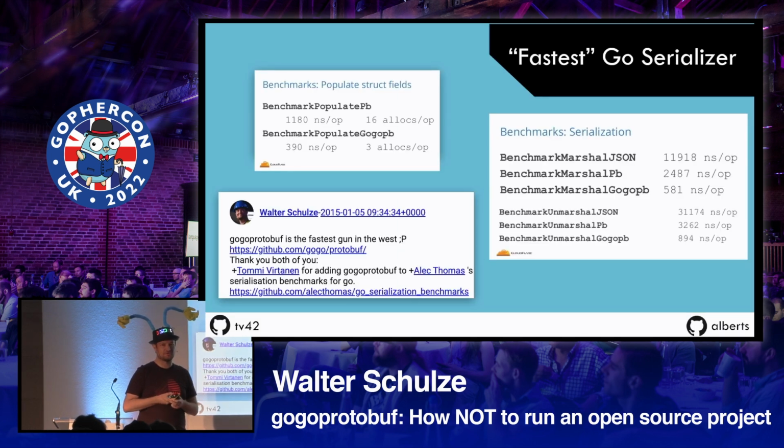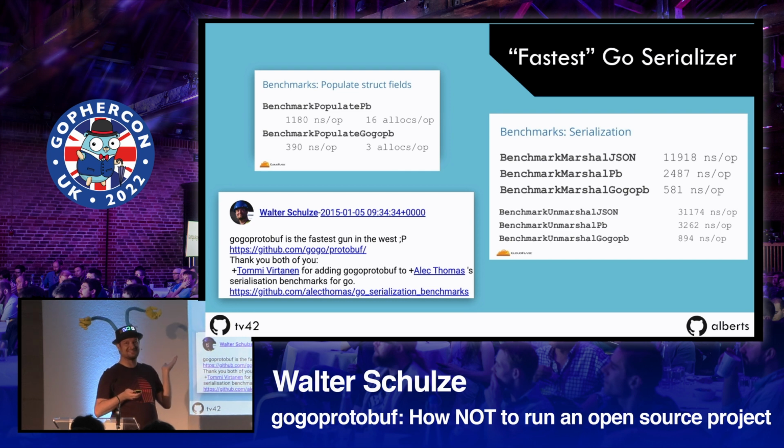And so gogoprotobuf became the fastest serializer in Go in 2015. Very relevant for today. But it's still in the top 10, even though I think it's below Colfer, which is pretty fast. And for some reason, it's above FlatBuffers and Cap'n Proto, which I don't understand. I think someone needs to go look at those benchmarks.